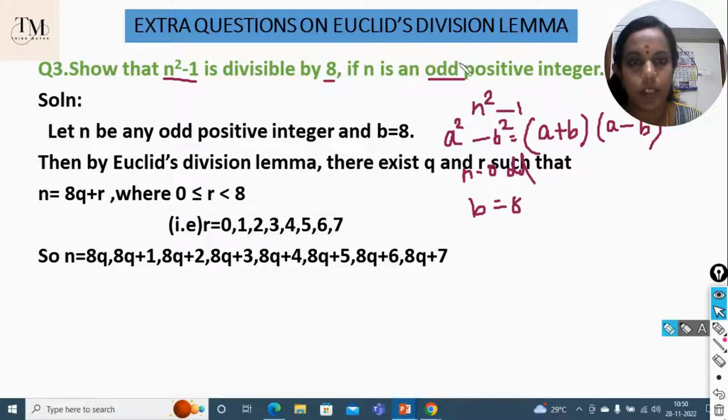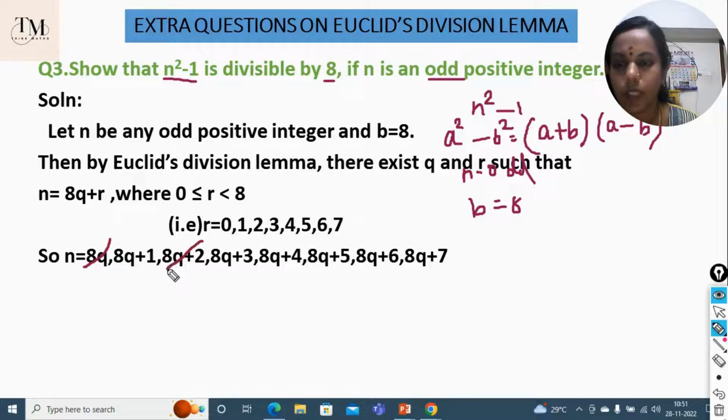Here they gave the condition that n is an odd positive integer. So we cannot take the value 8q because n is even when it is 8q. In the same way, 8q plus 2 is also even, because if we take 2 outside, the value is 2 into 4q plus 1. In the same way, 8q plus 4 and 8q plus 6 are even. So only 8q plus 1, 8q plus 3, 8q plus 5 and 8q plus 7 are taken.